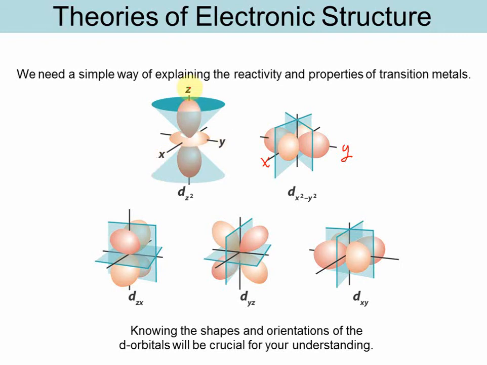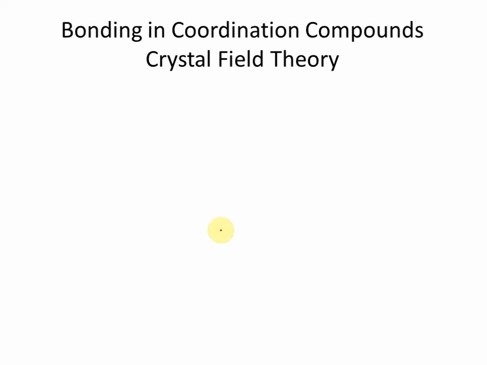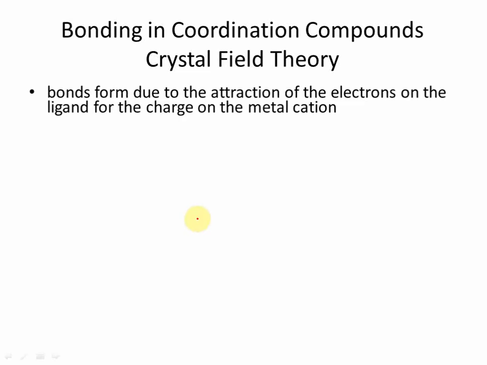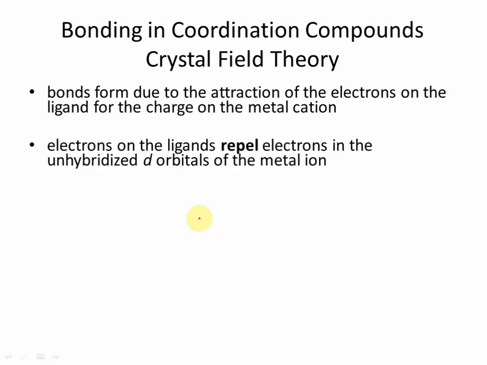So crystal field theory is a more sophisticated theory that better explains what's going on in the bonding and some of the magnetic and spectral properties of transition metal complexes. Crystal field theory says that the bonds form due to the attraction of the electrons on the ligand for the charge of the metal cation. So you've got an ionic interaction between the ligands and the metal. The electrons of the ligands repel electrons in the unhybridized d orbitals on the metal ion. So there are electrons in the d orbitals, and then there are electrons on the ligands. And when you bring these two together, like charges repel each other. So those repel each other.